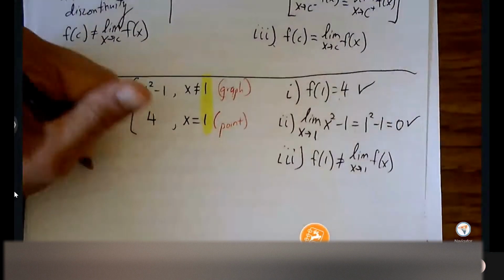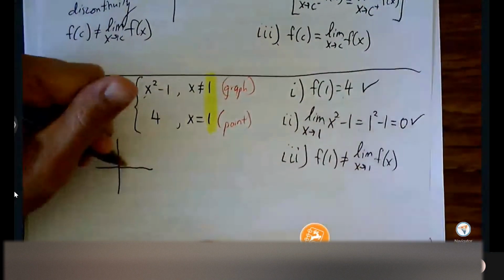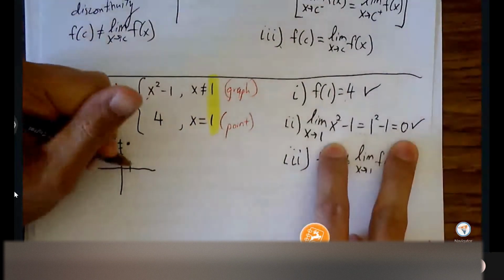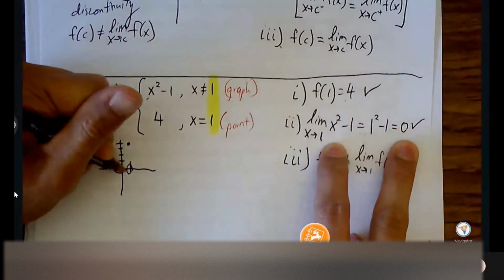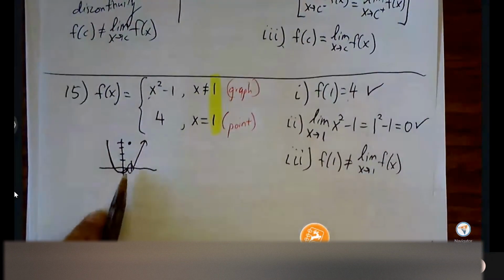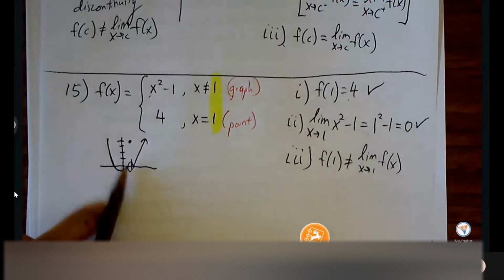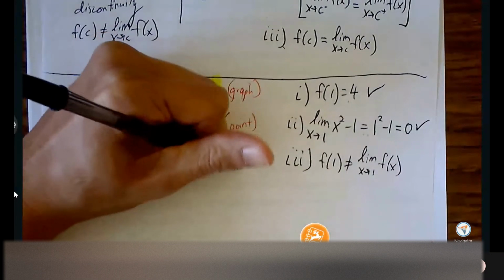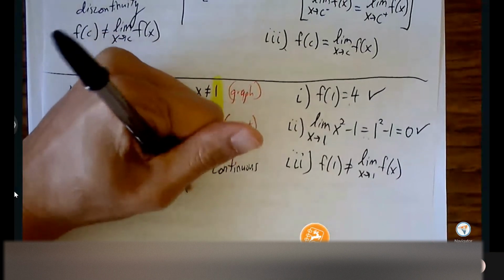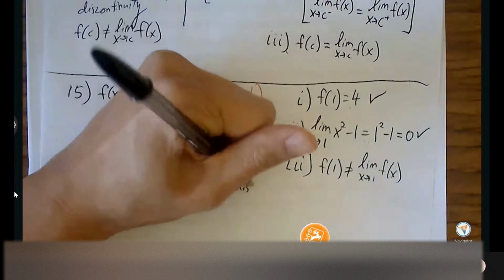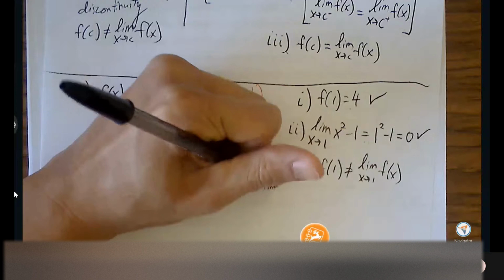Okay, maybe this is what the graph could look like here. f of 1 is 4. The limit as x approaches 1 is 0. And we see that there is an obvious discrepancy here at this point. So we say that it is not continuous, right? Because we have a removable discontinuity, that third condition is failing. That's why we have a removable discontinuity.